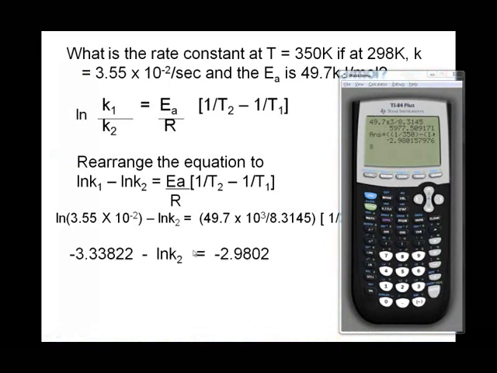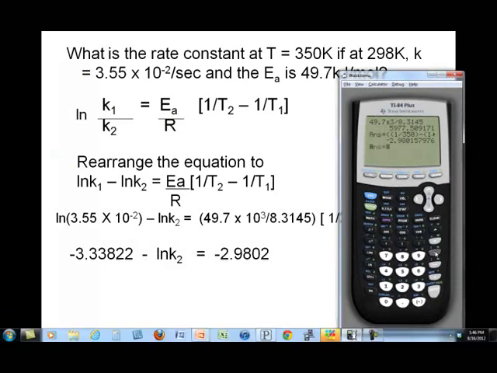Alright, so minus 2.9 is what we have here. I'm going to change that to a positive by multiplying it times a -1. Okay, and I'm going to subtract it. We'll add it to the -3.3. So plus a -3.33822 gives me 0.35806. Okay.